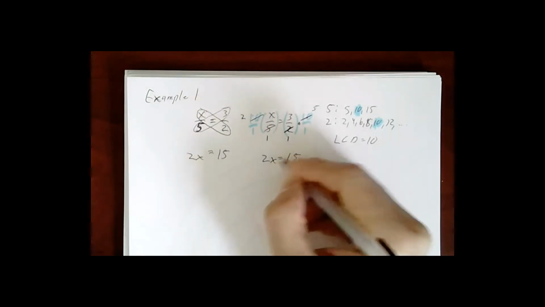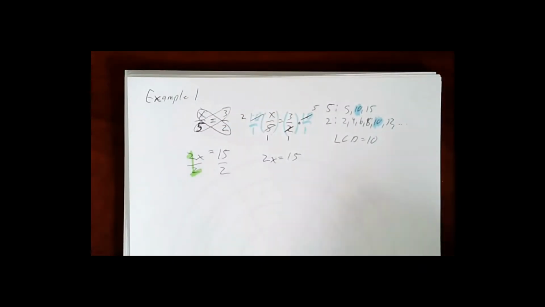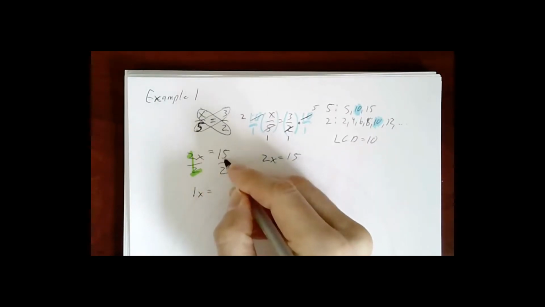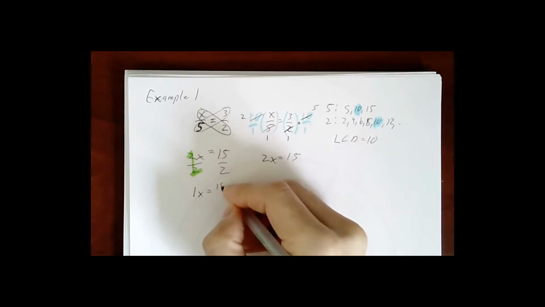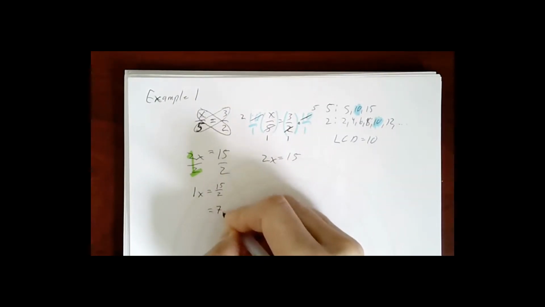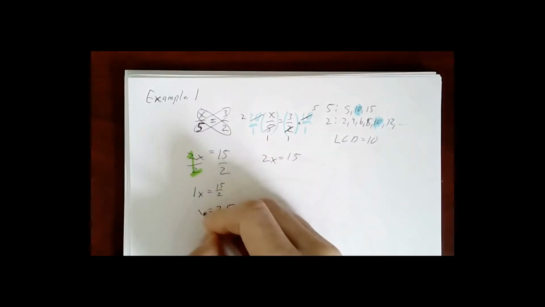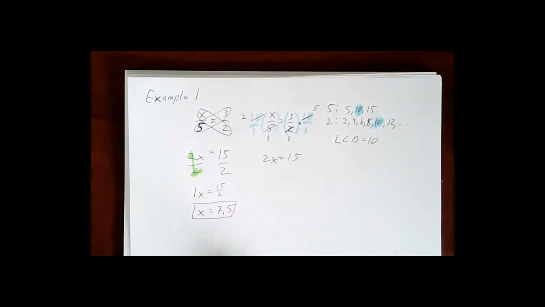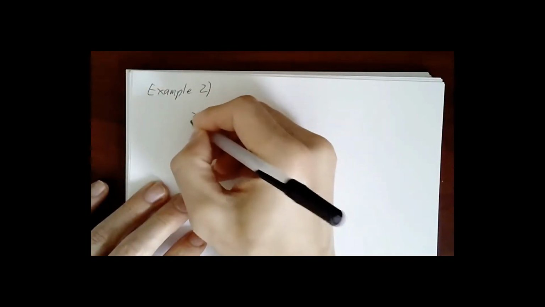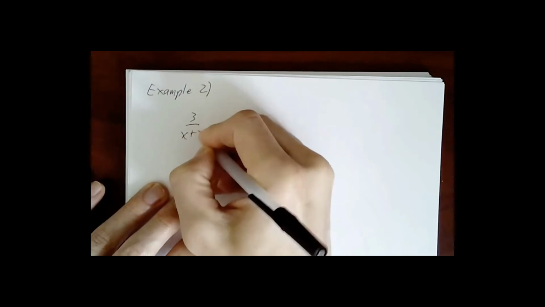So from here, my final step would be divide by 2, making my coefficient 1, and I'm left with 1x equals 15 divided by 2, which is 15 halves, but many of you guys prefer decimals instead of fractions, so this would become 7.5, depending on how you want to look at it. So it's either 7.5 or 15 halves. I always prefer fractions. Example number 2, this is when we now start to see more complicated rational functions.